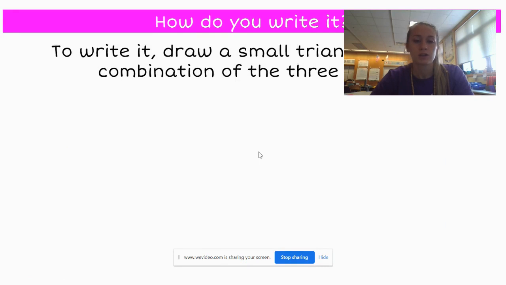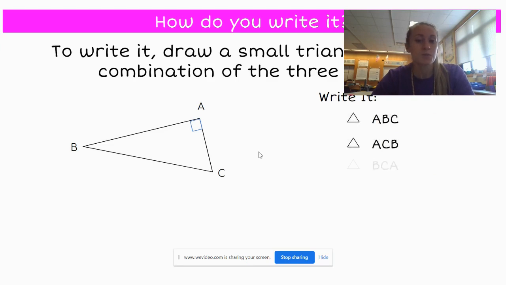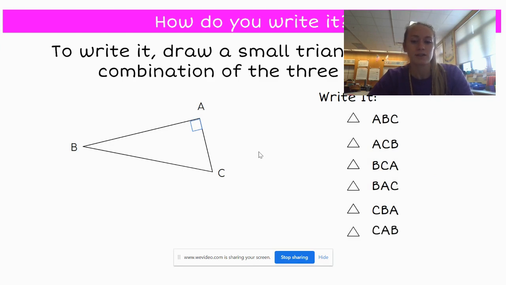So how do you write it? Just like when we learned how to write a ray and a line, there's a symbol along with the letters. So the symbol for a triangle is a little triangle. So you put a little triangle in front of the letters to name your triangle.